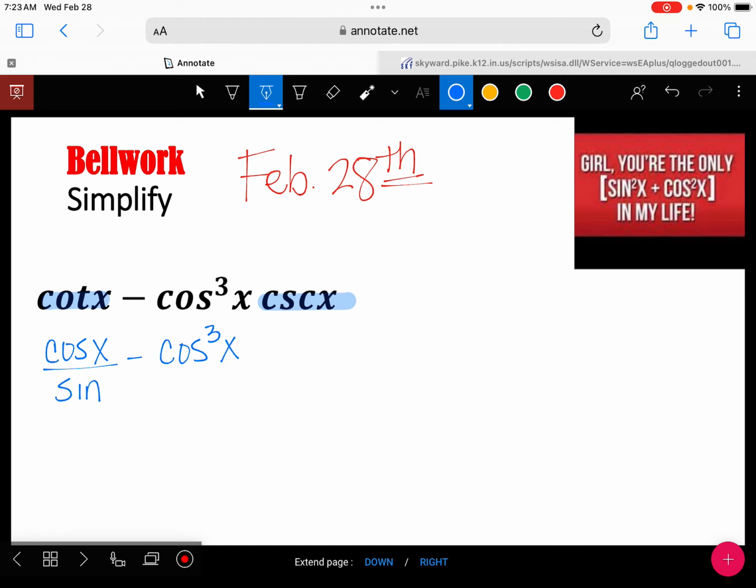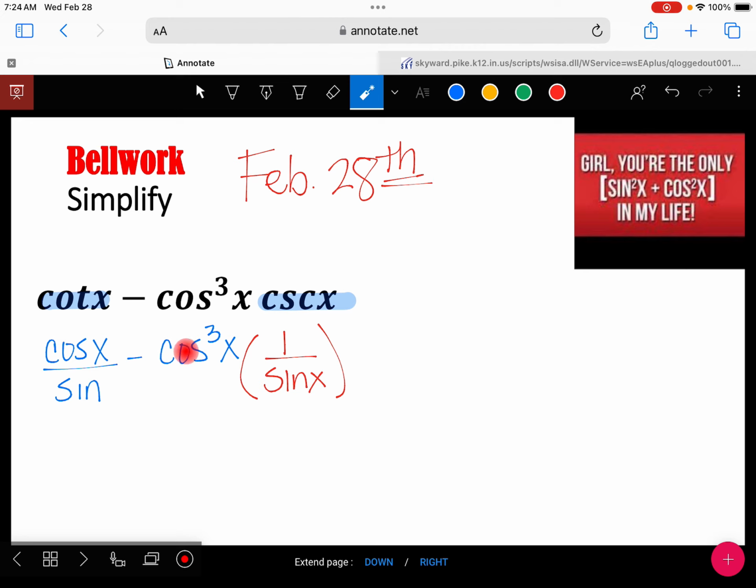And what is cosecant in terms of sine and cosine? Who agrees that it's 1 over sine? All right. Okay. So now let's look at what we have at this point. We have a fraction, and we're subtracting these two. They're being multiplied together. In order to multiply fractions, do you need a common denominator? No, we could just multiply this and make this one single fraction.